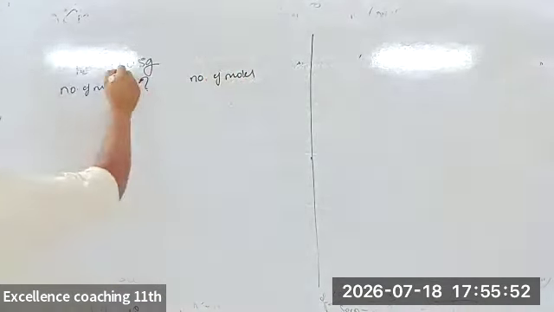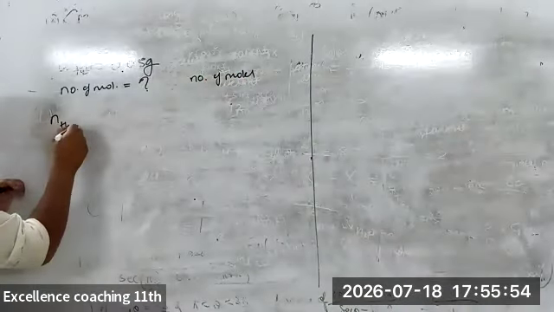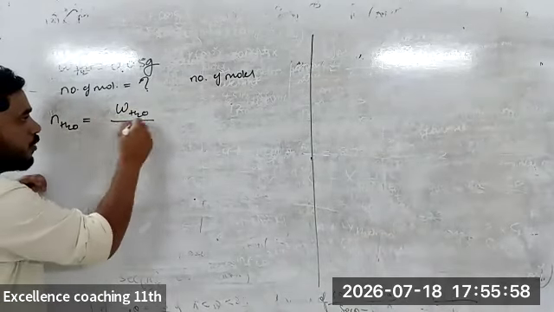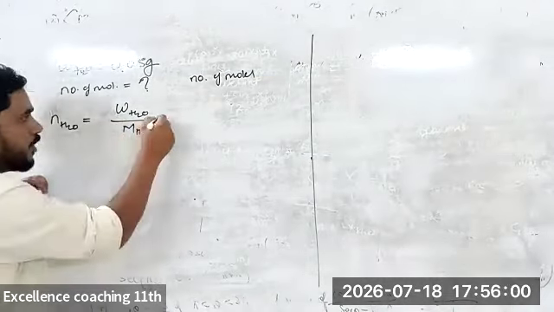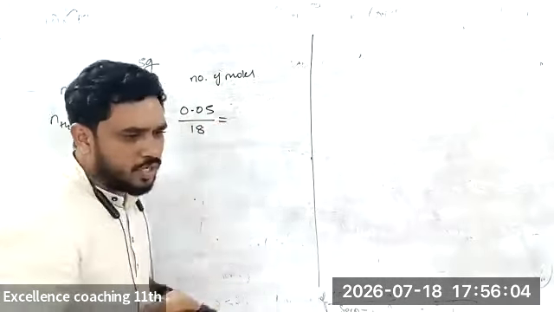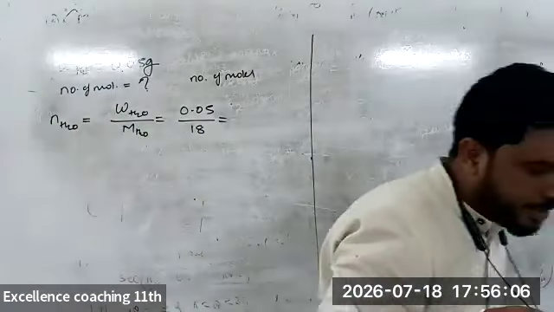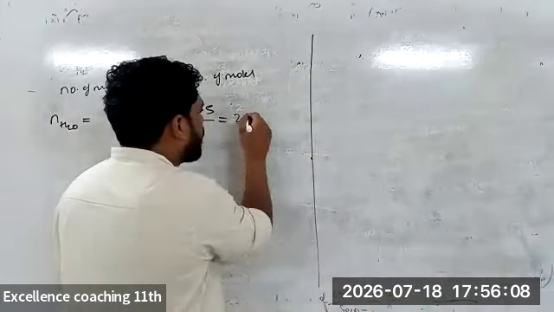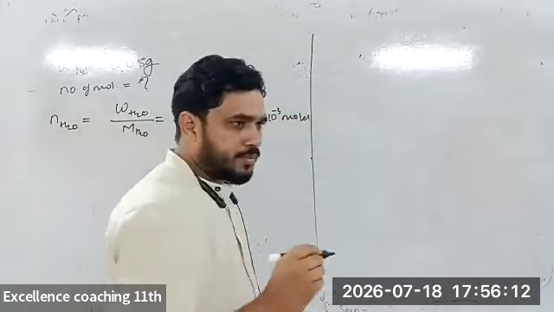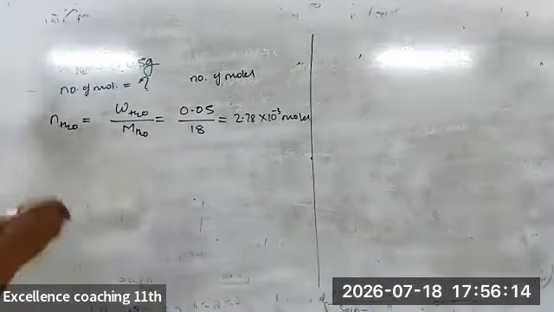Now, if mass is given, the number of moles of water will be mass of water upon molar mass of water. Mass of water is 0.05, molar mass is 18. So I will directly write the answer. It is approximately equal to 2.78 into 10 to the power minus 3 moles.